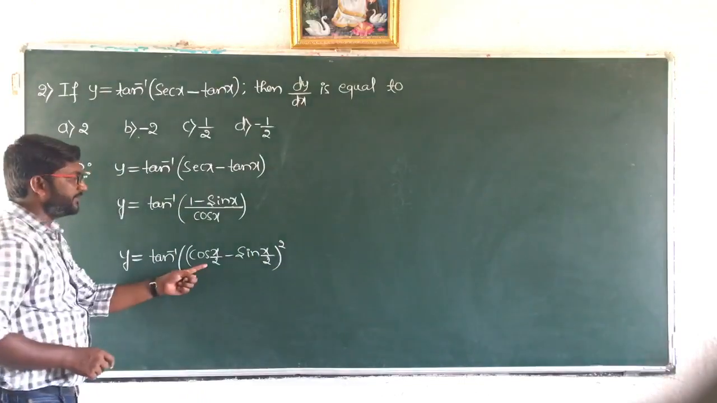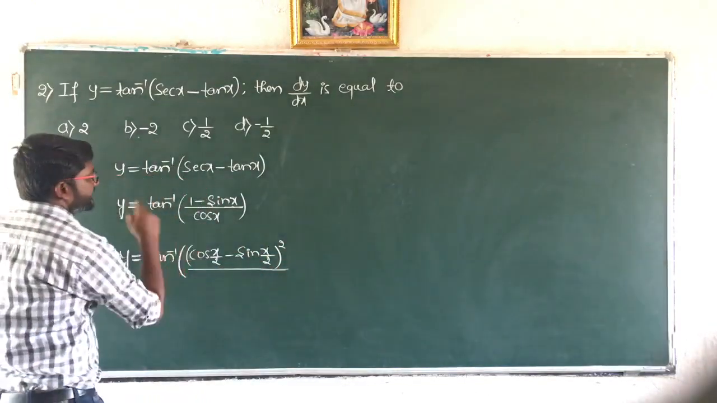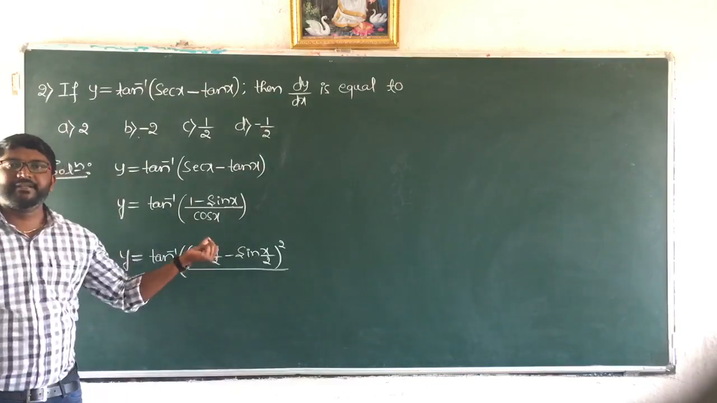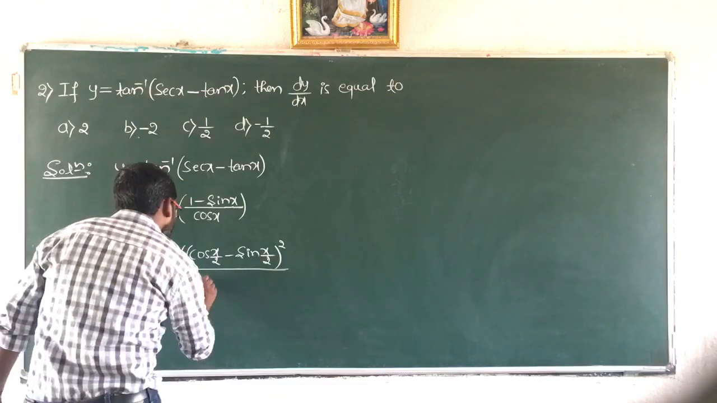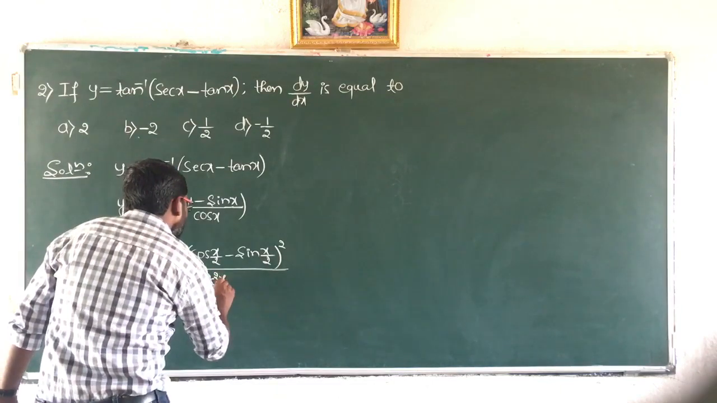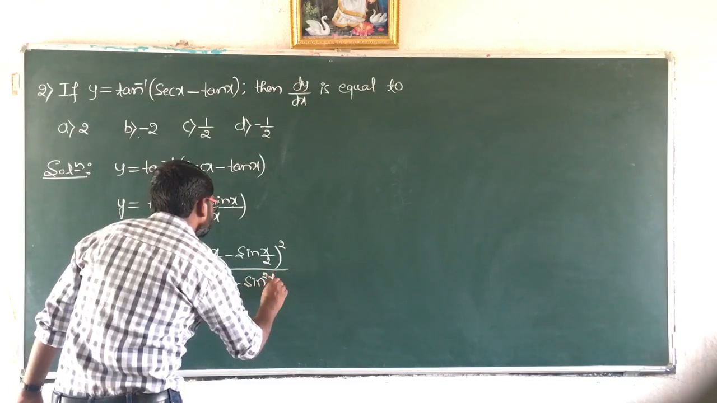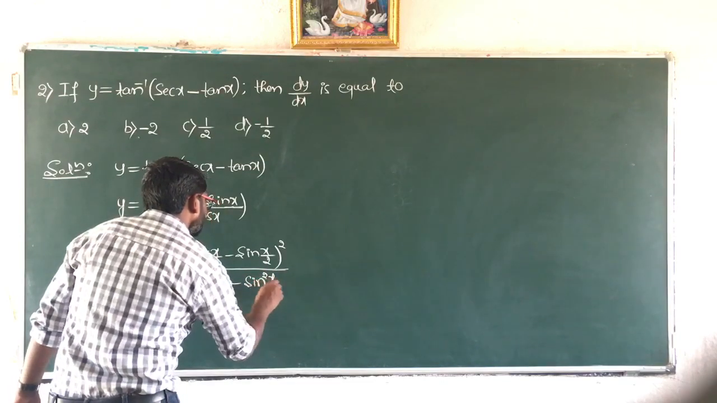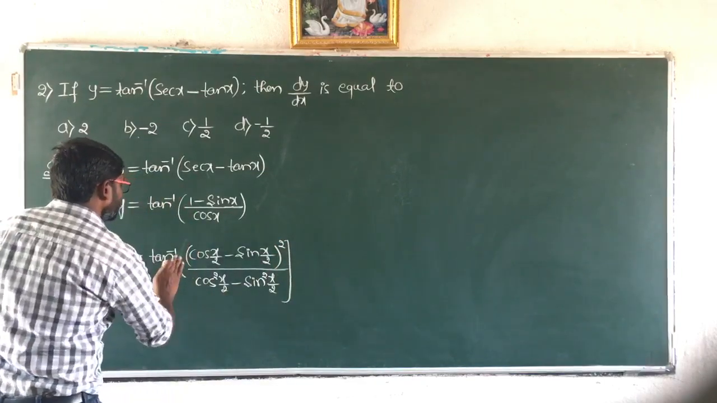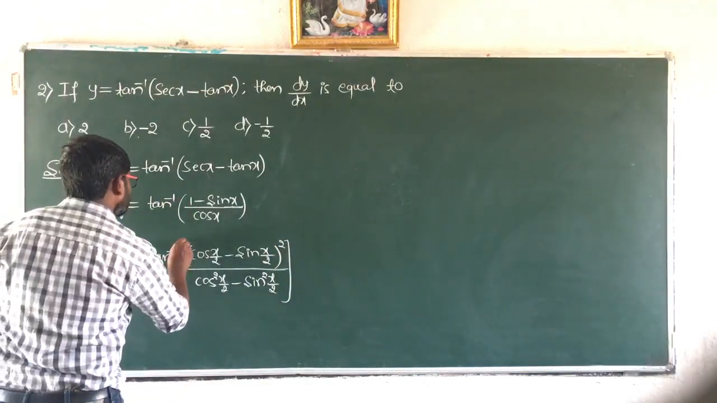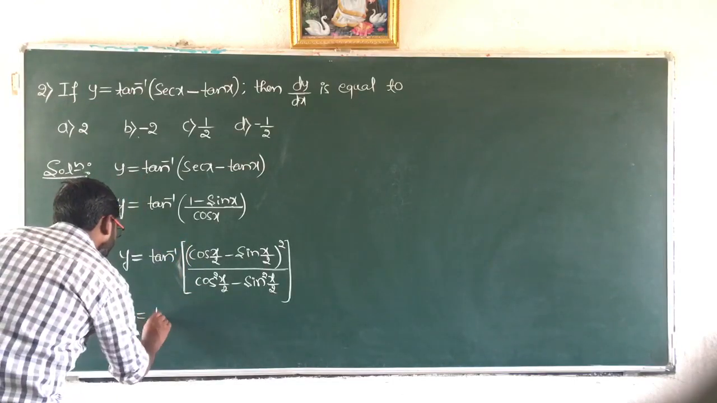So (a minus b) the whole square divided by cos x, which by making use of the half angle formula can be written as cos square x by 2 minus sin square x by 2. So now let us simplify this further. Here y is equal to tan inverse.